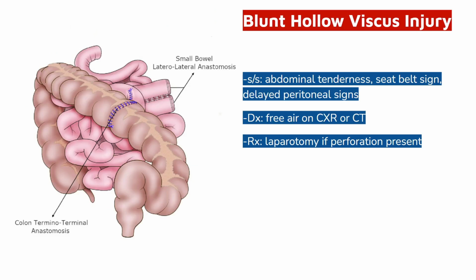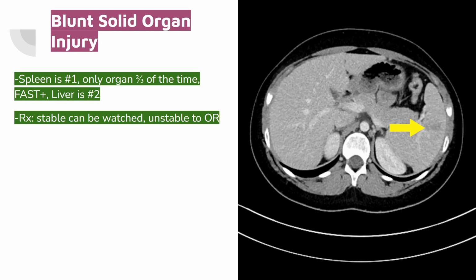Blunt hollow viscus injuries, right? Abdominal tenderness, seatbelt sign, delayed peritoneal signs. Hopefully you would see some free air on the chest x-ray or the CT, and obviously if you see that, laparotomy is indicated, okay?